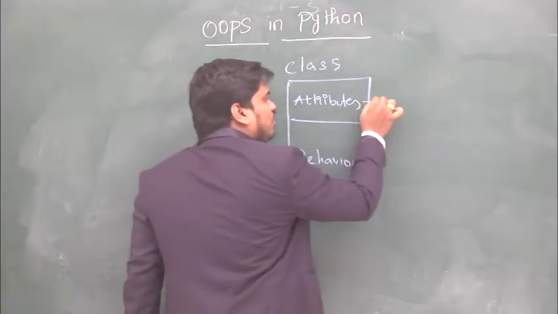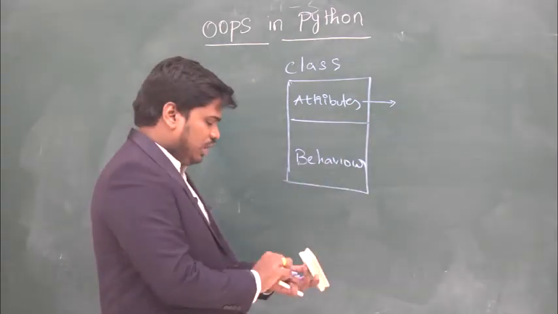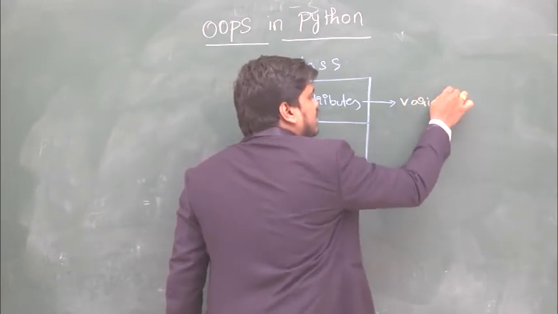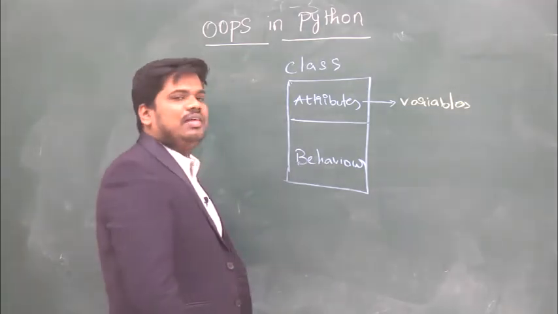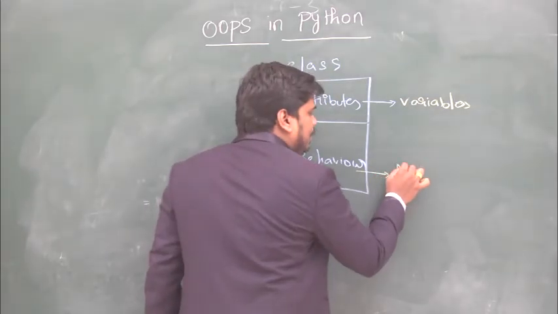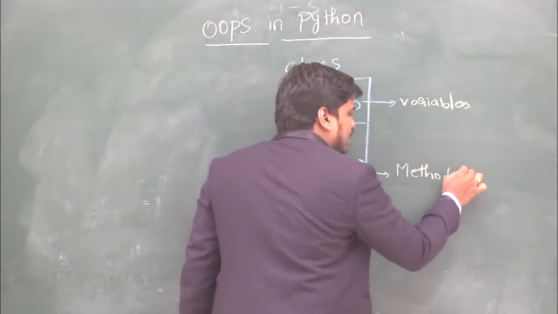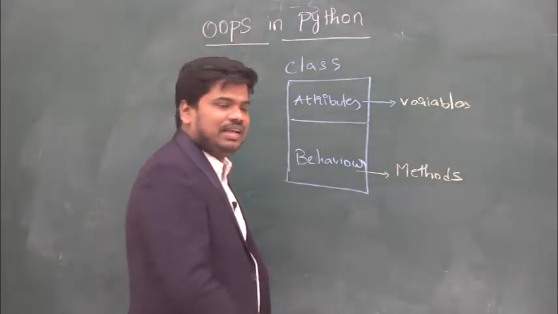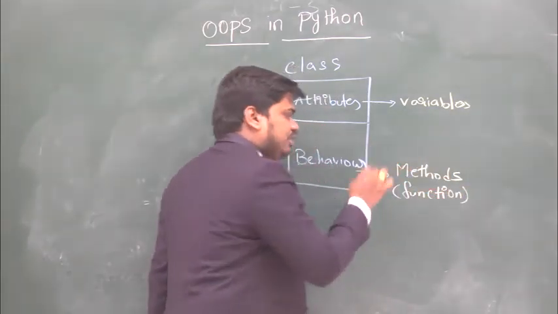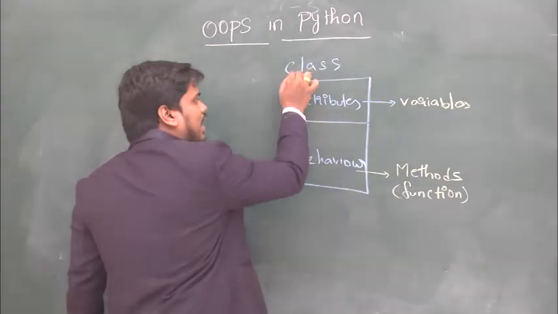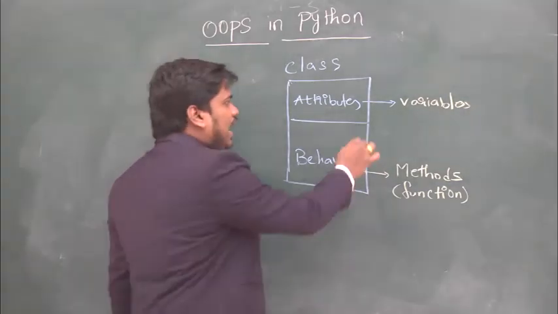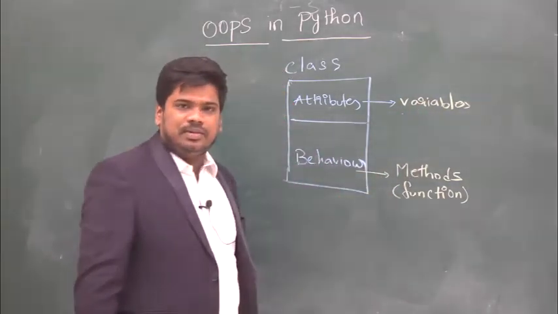So observe carefully. What is an attribute here? An attribute is nothing but a variable. All the variables are known as attributes, and the behavior is nothing but my methods. A method is also known as a function. Observe carefully, my class consists of attributes and behaviors.